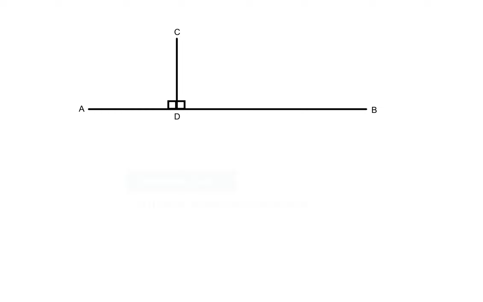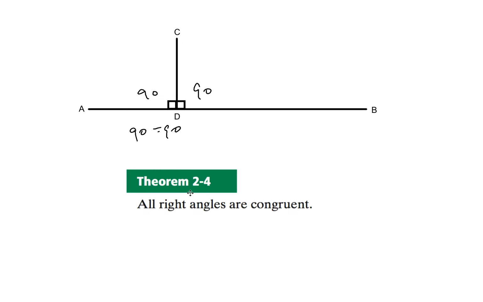Okay, let's see what our next theorem is. What have we learned? Let's see. I have line segment CD that forms right angles. These two angles are right angles. So if these two are right angles, that means that each of them is 90 degrees. So this is 90 degrees and this is 90 degrees. And we know that 90 is equal to 90. So we can say that all right angles are congruent. Let's put your player on pause and take this down in the theorems and definitions section of your binder.